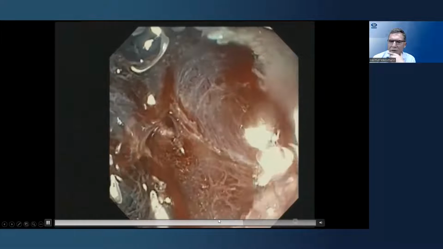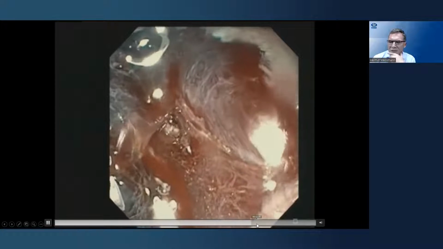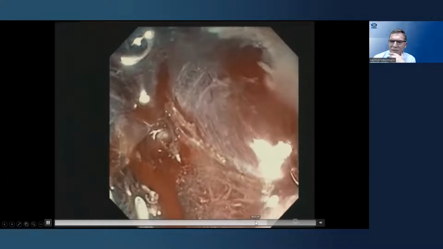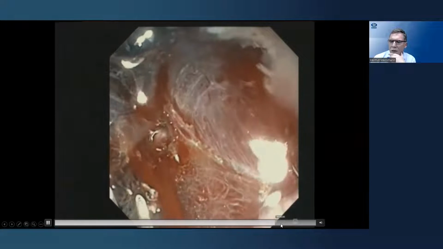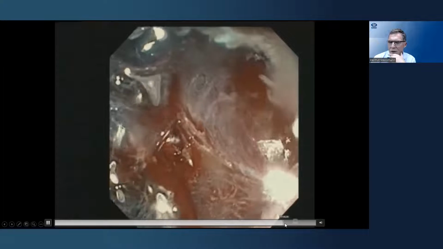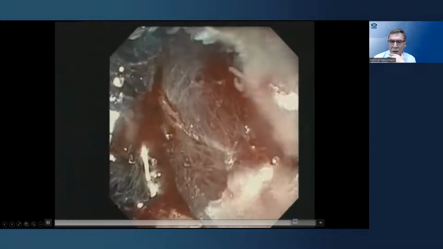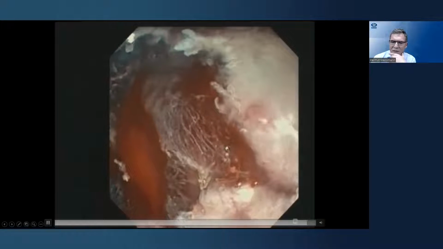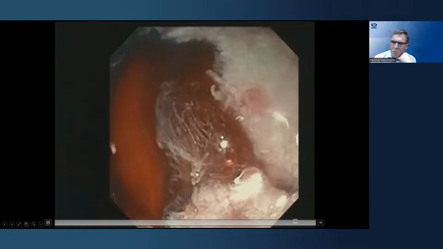And then there was a small hole visible. Yeah, and I was a bit afraid. There were air bubbles coming out. Was this now a small perforation? And it started bleeding. Yeah, you see it's bleeding, and it's suspicious for a very small perforation.